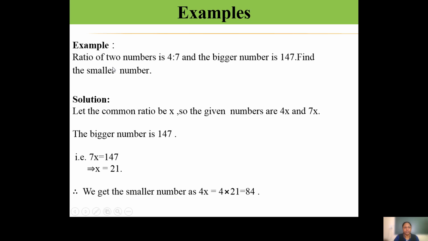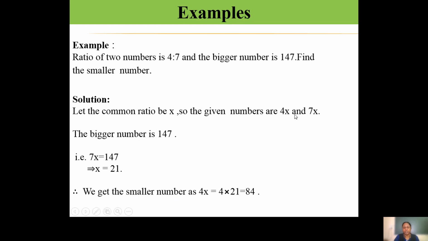Now we will see the second example. Here the ratio of two numbers is 4 is to 7 and the bigger number is 147. Find the smaller number. So here the ratio and the bigger number are provided. Okay, so let the common ratio be x. Similarly, as the ratio is 4 is to 7, the given numbers become 4x and 7x respectively. And the bigger number is 147.